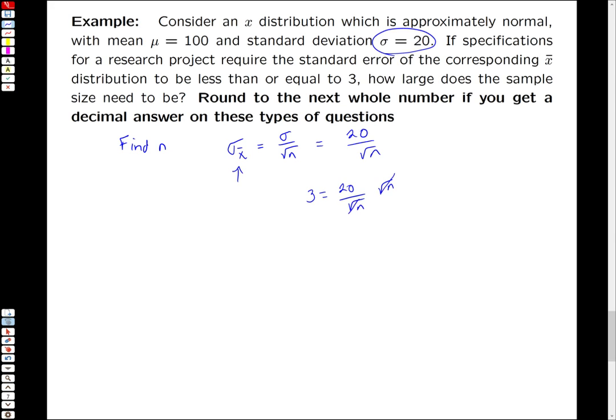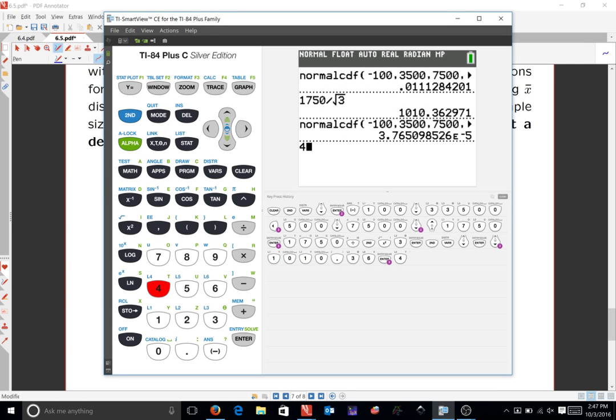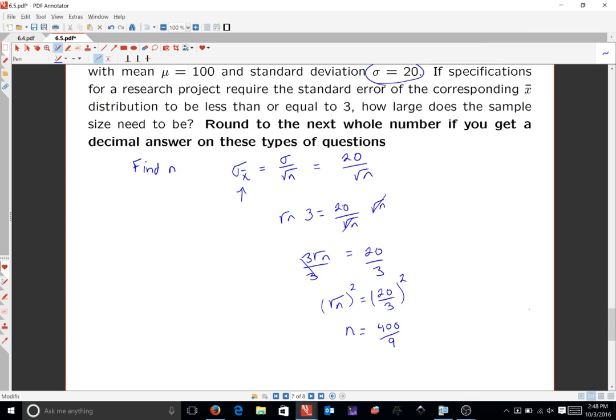I'm going to multiply both sides by the square root of n, and I have 3 square root of n is equal to 20. I'm going to divide both sides by 3, and I have the square root of n is equal to 20 over 3. And then let's square both sides. So I get 400 over 9. Let's ask our calculator what 400 over 9 is. It's 44.44.